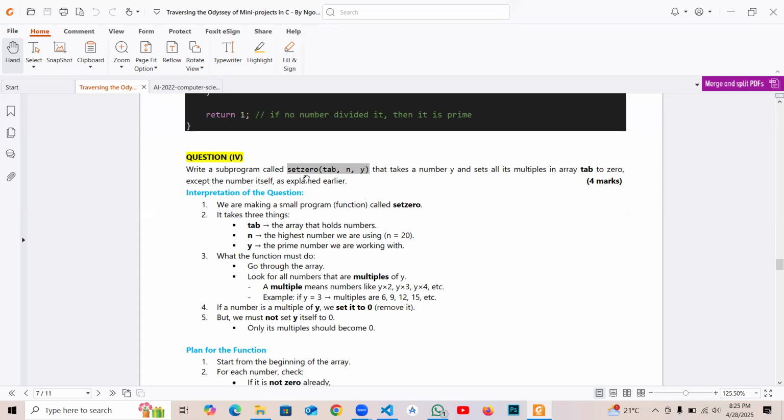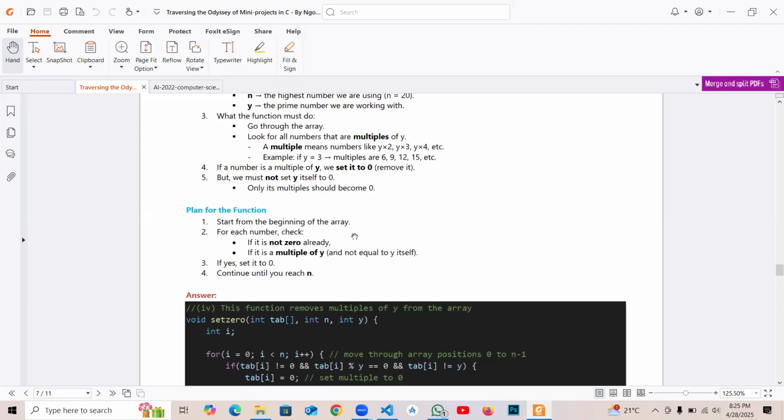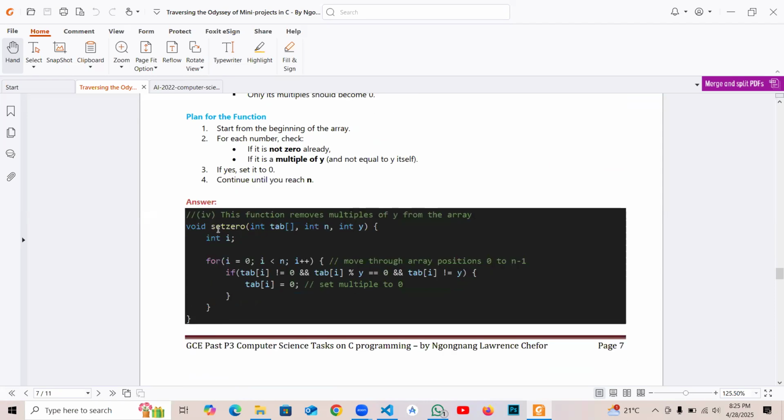So you have question number 4. Write a program called set 0, which is going to take an array name with a size n, and then a number that we want to check whether it's prime or not, and then set the multiples to 0. This is the program that I wrote here. At this stage, this is what the students were supposed to write.